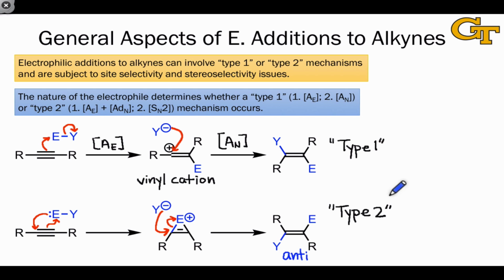Believe it or not, we see type 2 mechanisms showing up in some places for alkynes where alkenes react through a type 1 mechanism, the most important of these being hydrohalogenation, which we'll look at in the next video.